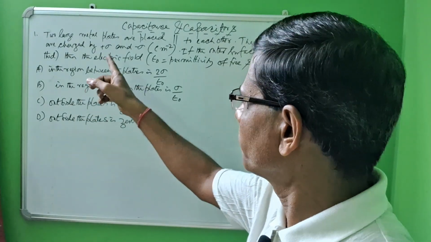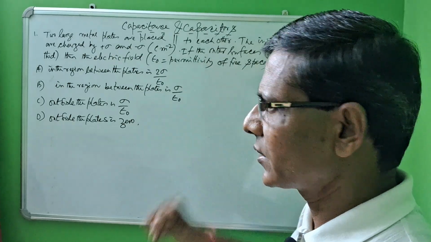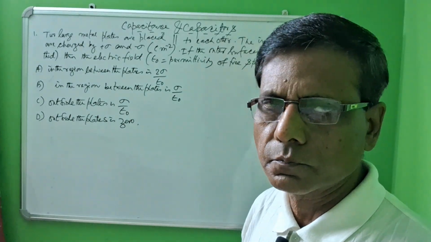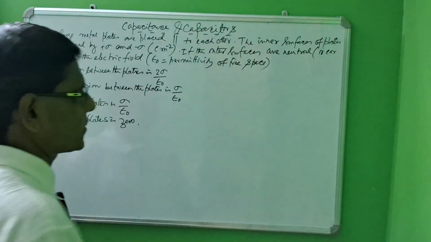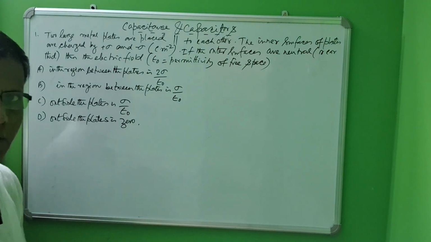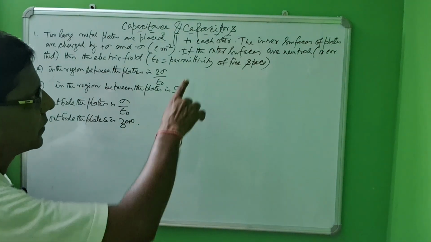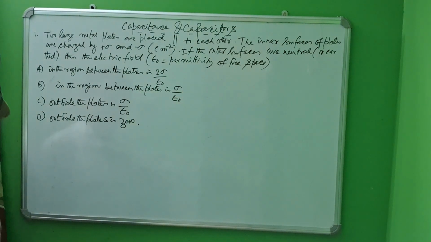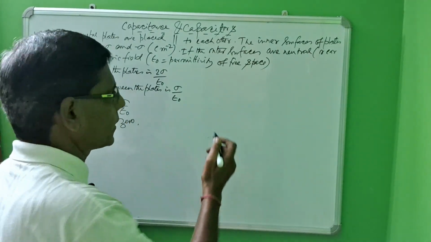Two large metal plates are placed parallel to each other. The inner surfaces of the plates are charged by plus sigma and minus sigma, that is, coulomb per meter square. This is the surface density of charge. If the outer surfaces are neutral, the required diagram is drawn here.